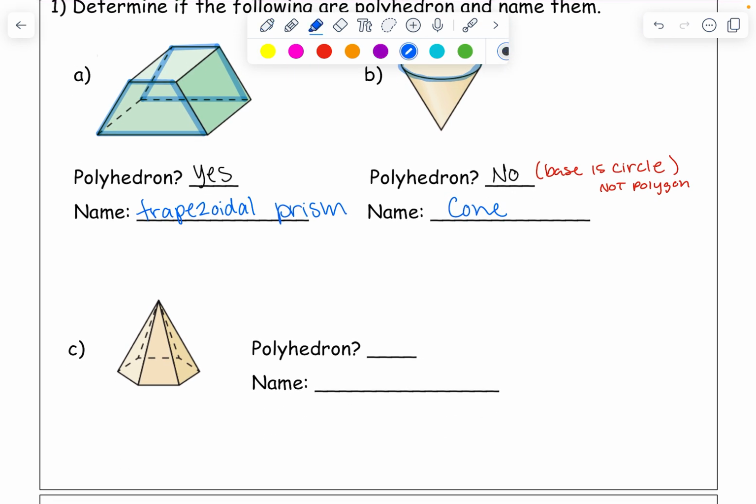Okay, next shape we have, looking at the base, what's on the bottom in this case. How many sides do we have? 3, 4, 5, and 6. So we should have a hexagonal, and then it meets at one point, so it's going to be a pyramid. Is there a circle? Is there a curved line? No, everything is straight, no circle, so we're able to say yes to it being a polyhedron.